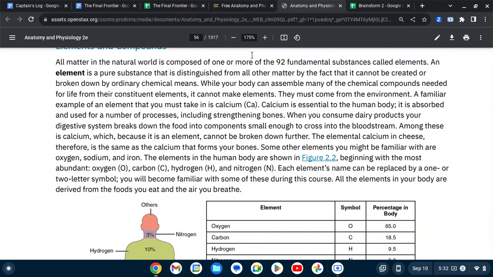Some other elements you might be familiar with are oxygen, sodium, and iron. The elements in the human body are shown in Figure 2.2, beginning with the most abundant: oxygen, carbon, hydrogen, nitrogen. Each element's name can be replaced by a one or two letter symbol. You will become familiar with some of these during this course. All the elements in your body are derived from the foods you eat and the air you breathe.